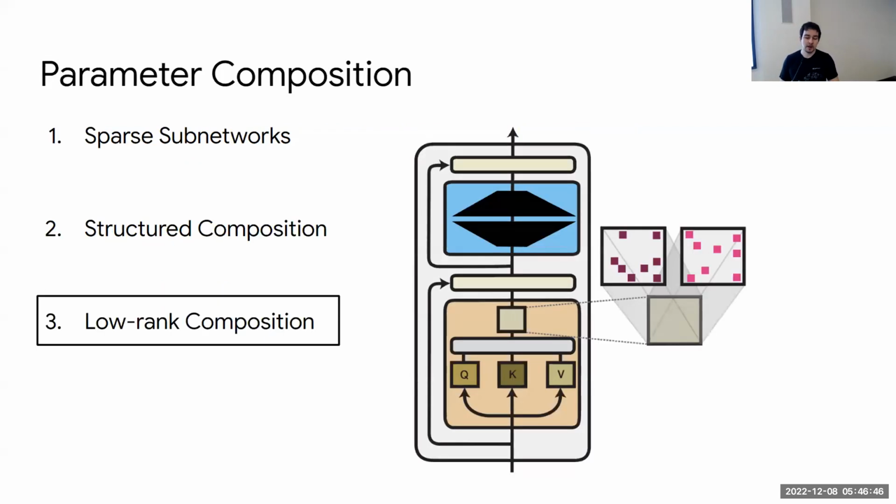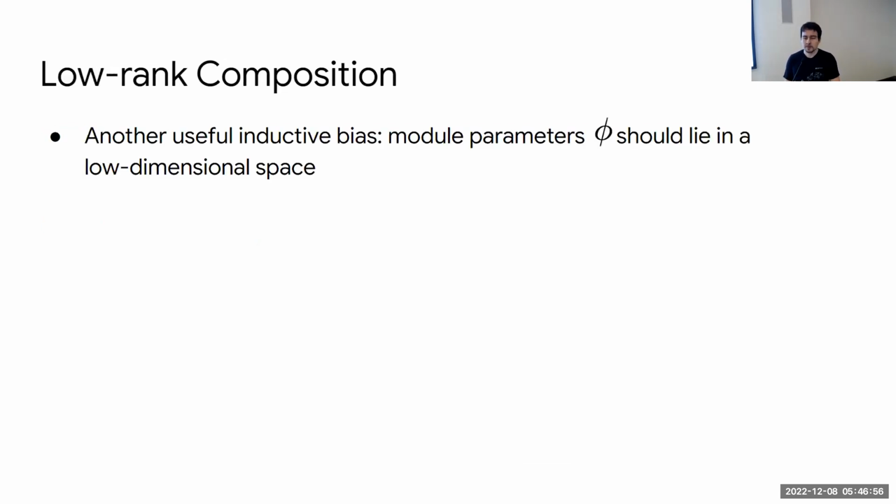So finally, coming towards the final part of this parameter composition section, there are also low rank methods. Low rank methods you can view as having your modular parameters lie in a low dimensional subspace, which can be another useful bias because it allows you to constrain your optimization problem and make it simpler to optimize and simpler to find a local optimum in practice.